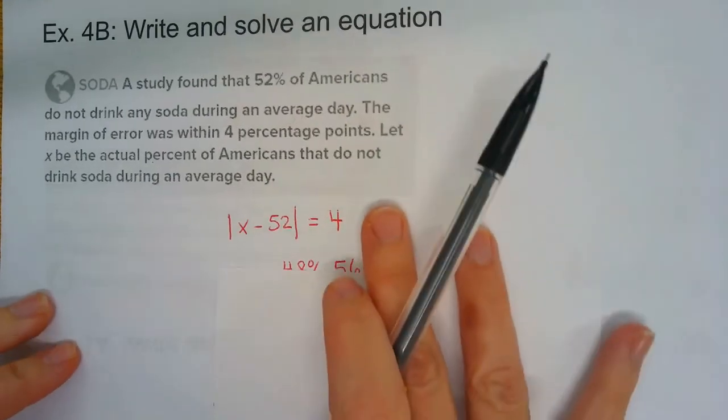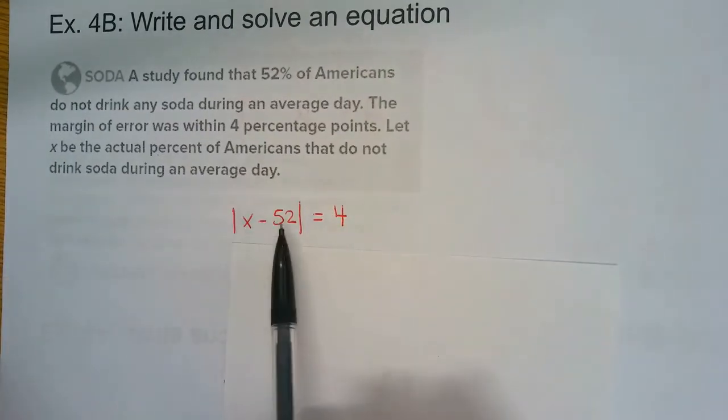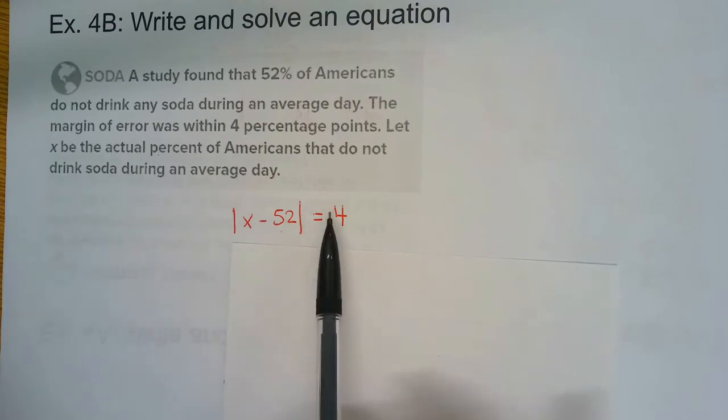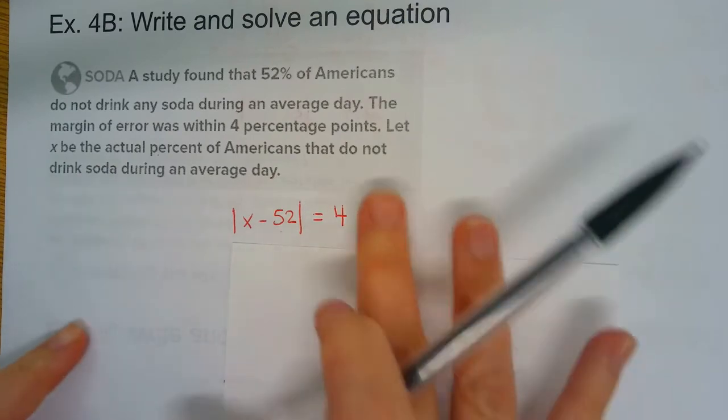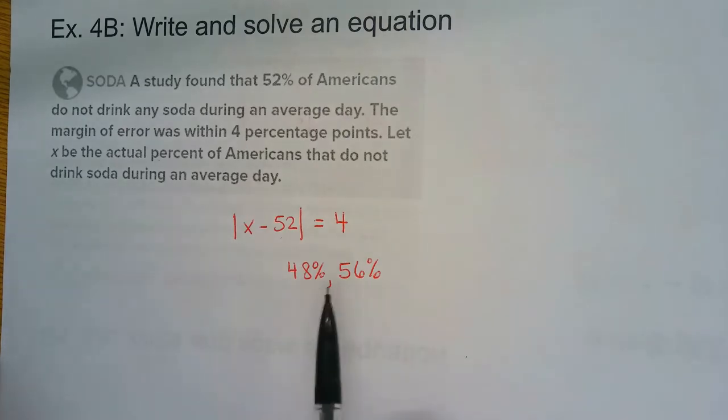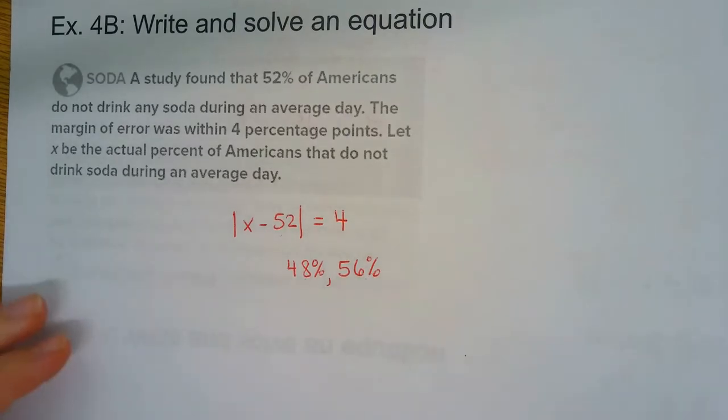So here would be your equation since they asked you to write one. So my starting amount is 52%. I'm going as an error of 4. So then my least and greatest amounts would be 48 and 56%.